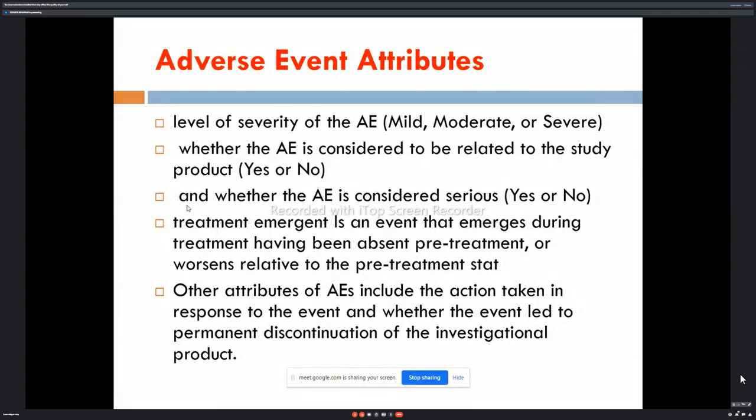And then, is the adverse event treatment emergent, or is it pre-treatment or post-treatment? We should understand if it is treatment emergent or not. Treatment emergent is an event that emerges during the treatment, having been absent pre-treatment, or worsens relative to the pre-treatment state. That is also called a treatment emergent adverse event. Apart from AE severity, AE serious, AE relation, and whether it is a treatment emergent adverse event or not, we are going to have other attributes, like what is the action taken, what is the other action taken. So that is also important. These are the important attributes of the AE dataset.